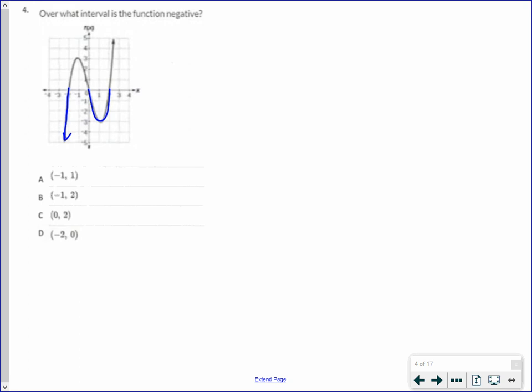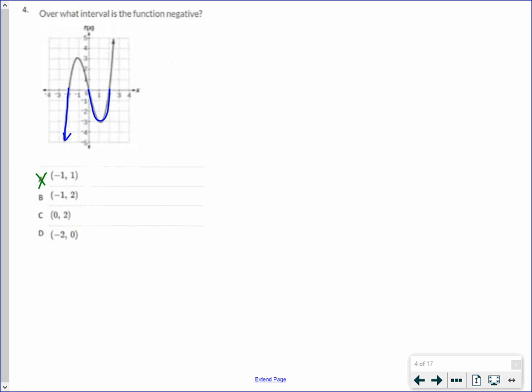For A, we have -1 to 1. So we're saying from here, from this line here, up to 1. And it looks like this interval right here is above the line. It's not in blue, so that's not what we want. So we can mark off A, because we want everything on that interval to be below the x-axis.